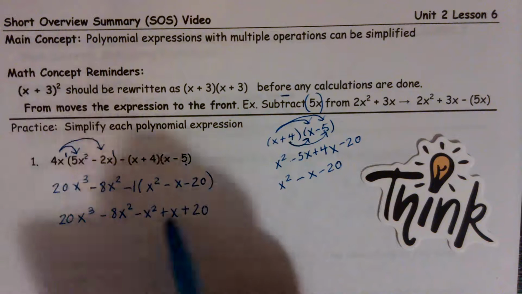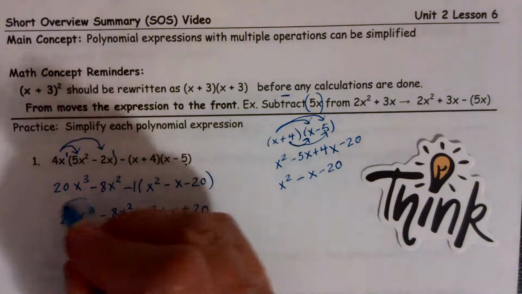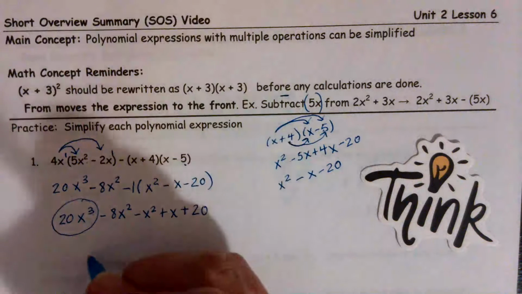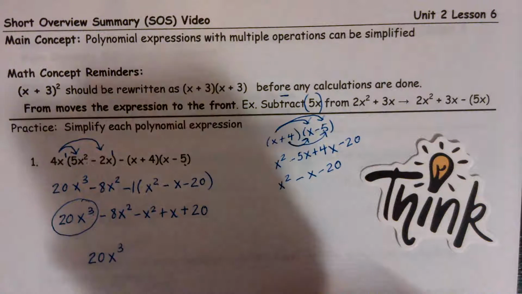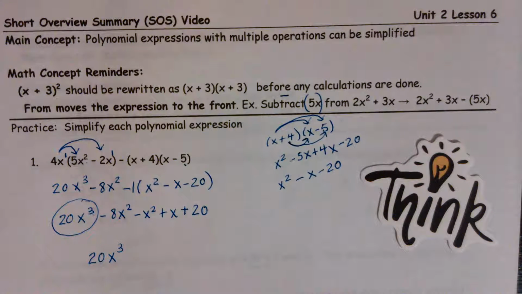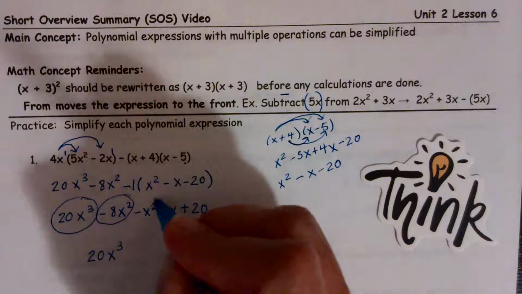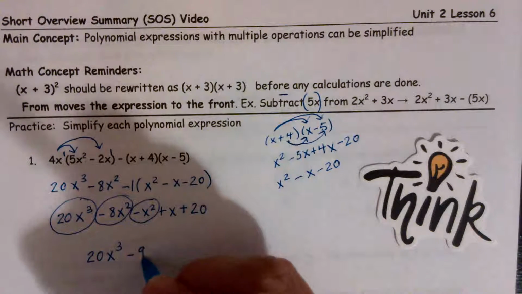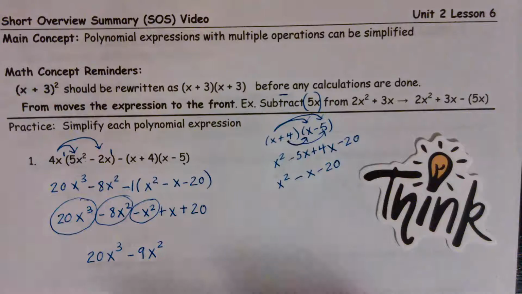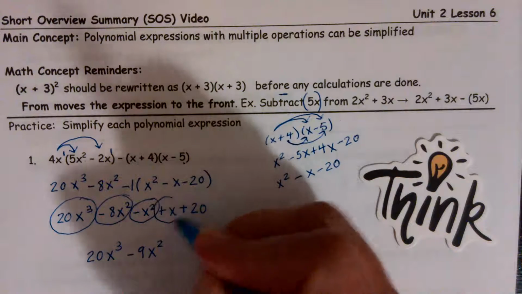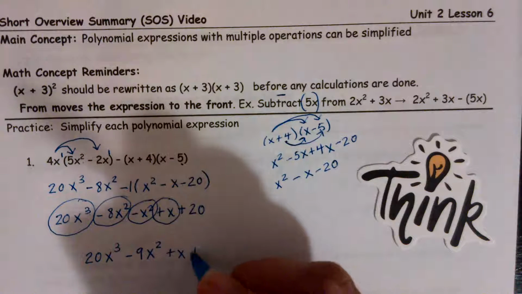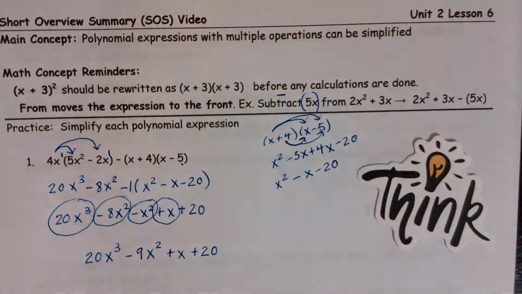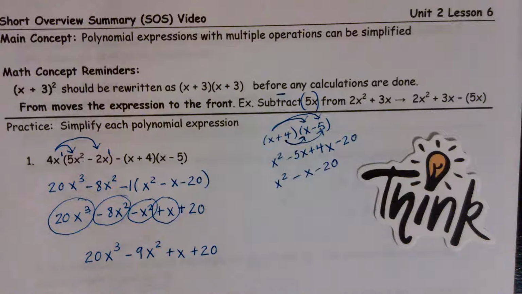So I look for my highest exponent, which is a 3. No other x cubes are around, so I'm going to write 20x to the third power. The next highest exponent is a 2, so negative 8x squared and a negative x squared is a negative 9x squared. And then my next one is just the variable x, and finally the constant 20. And that would be my simplified polynomial expression, because I cannot do any more calculations. There are no like terms to combine.